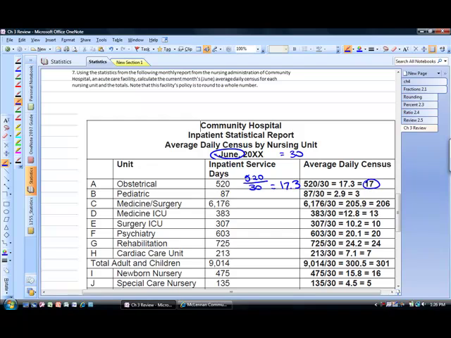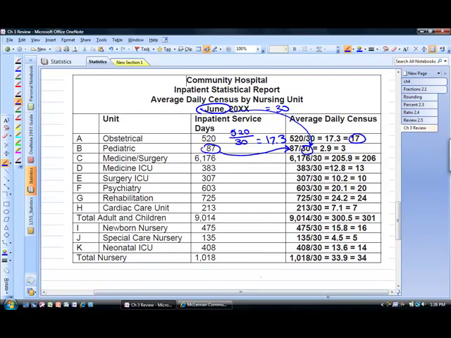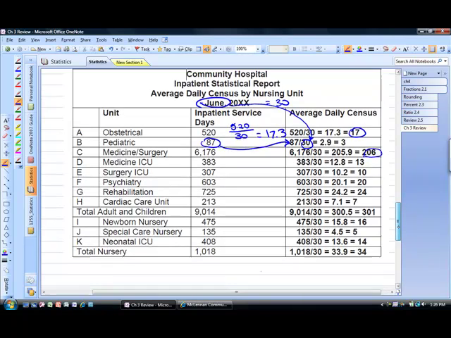Same thing with this one. We're going to use the inpatient service days of 87. The days in the period equal 30, and we get 2.9, which rounds to 3. And this includes all of the answers and the calculations for this table.